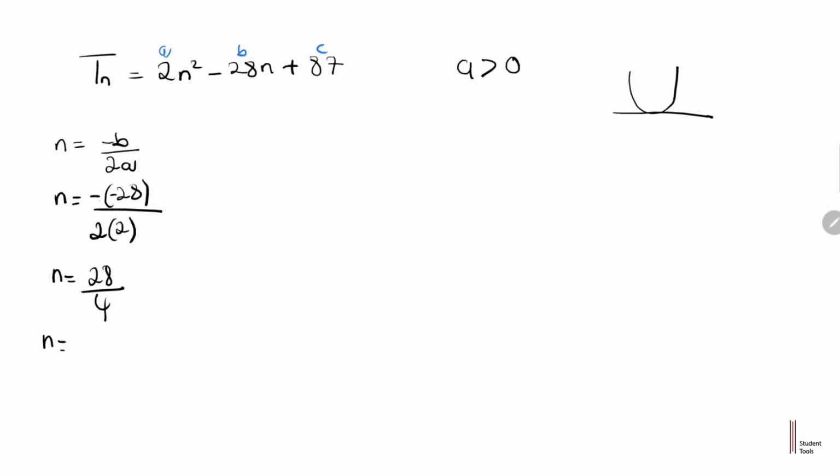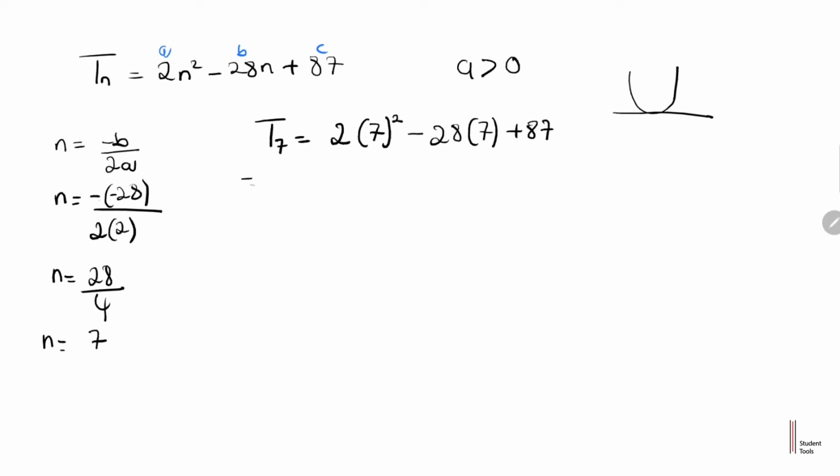What is 28 divided by 4? That is 7. So what is this telling us? It's telling us that we get the smallest value when n is equal to 7. So now let us find the smallest term, which is actually term number 7. Term number 7 is equal to 2 multiplied by n squared, so we will substitute with the 7. So 7 is squared here, minus 28n, we substitute with a 7, plus 87.